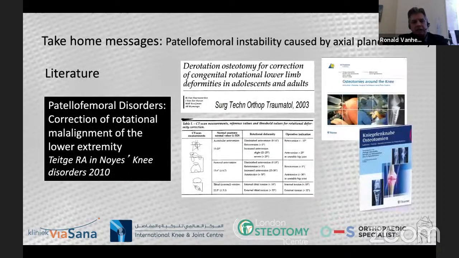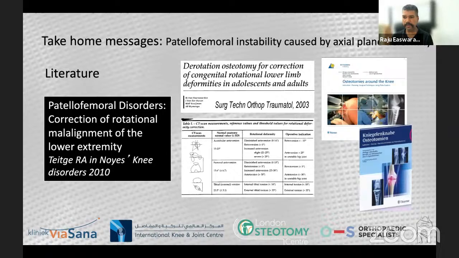Try to find that chapter of Bob Taichi. And if you want to read more of our own group's knowledge on this, you can try to get this article out of 2003 or read the books. I thank you for your attention.